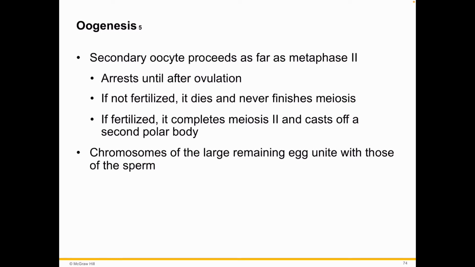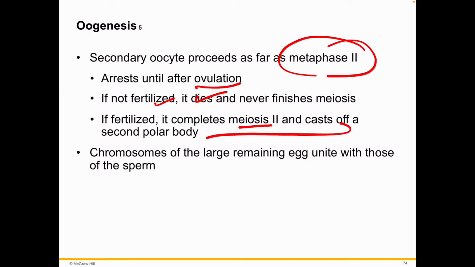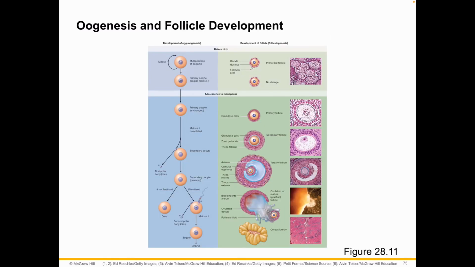The secondary oocyte is going to proceed as far as at least metaphase 2, and then it's going to arrest until after ovulation occurs. If it's not fertilized, it's just going to die and be expelled. It never finishes meiosis. If it is fertilized, it's going to finish that meiosis too, and cast off that second tiny polar body. The chromosomes of the large remaining egg come together with those of the sperm, and that is fertilization, and that will develop into a fetus eventually.